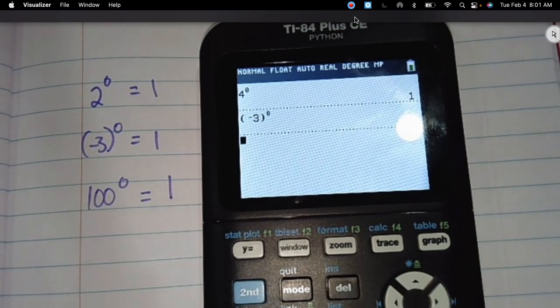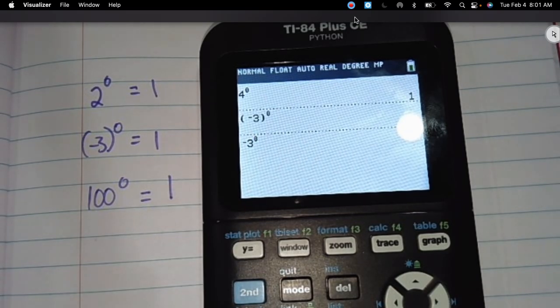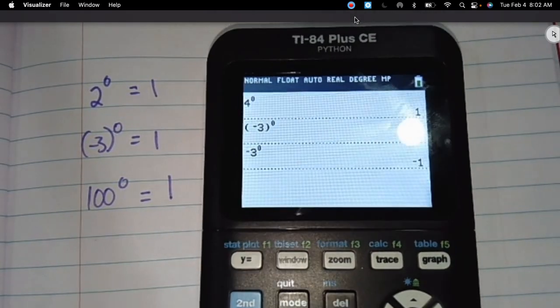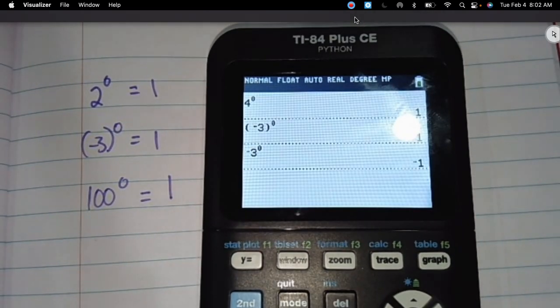And it is 1. Watch what happens if I didn't do the negative in parentheses. What did it tell me? My answer is negative 1. Okay, so just be careful when you use your calculator. If they put it in parentheses, you put it in parentheses, okay, on your calculator. Because this looks like it should be the same answer. This one is positive 1, this one is negative 1.